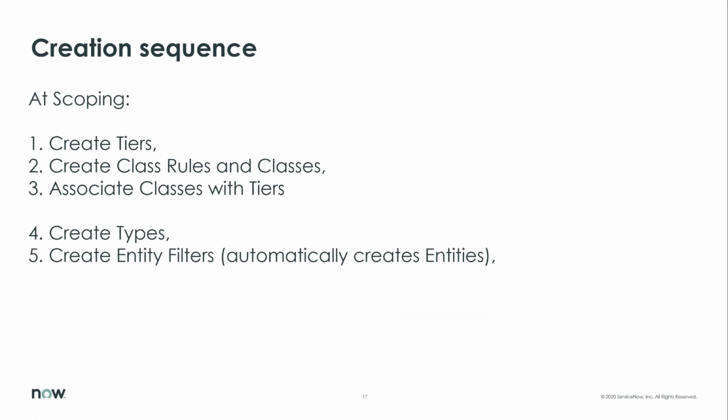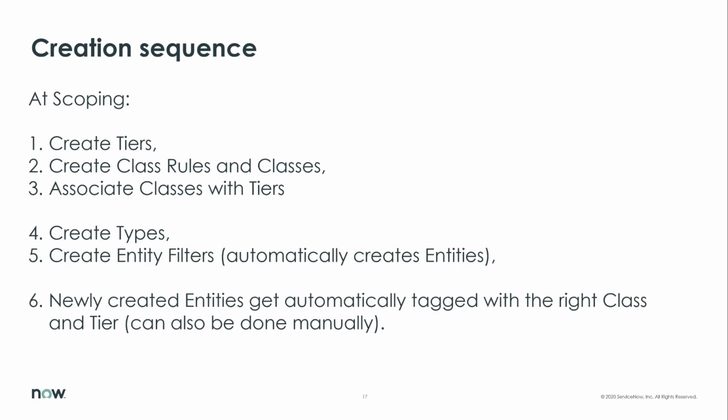Once you create classes and tiers and create the association, the next step is creating types. This is where all the magic happens. By creating types and creating entity filters, you can create entities and risks also automatically. And then all of this fits together. So all the newly created entities that are created from the entity filters and entity types get automatically tagged with the right class and tier. And that's when you can actually define your entity hierarchy. This can also be done manually. All right, this is all very powerful.